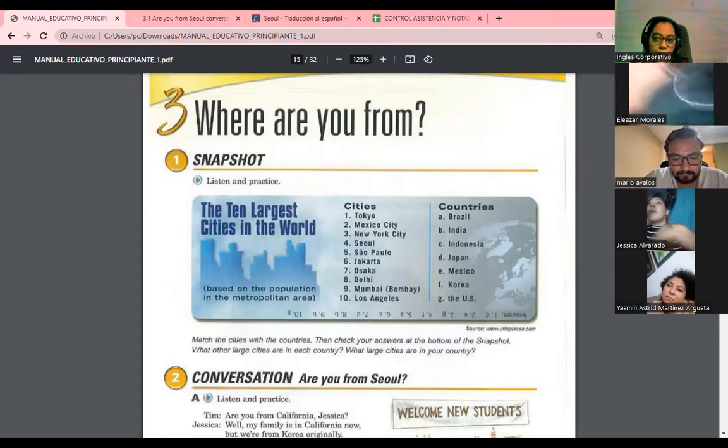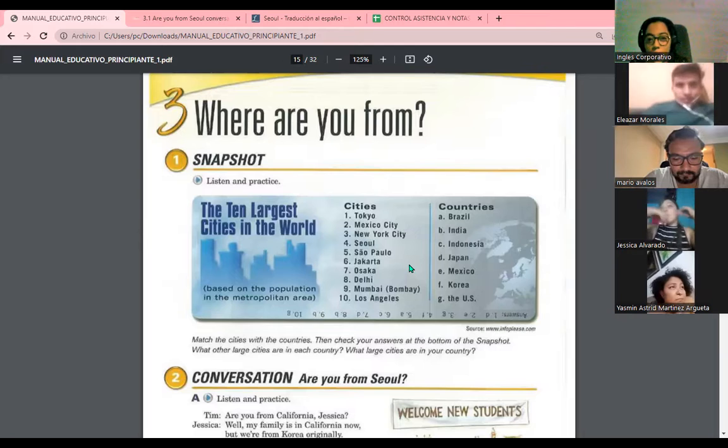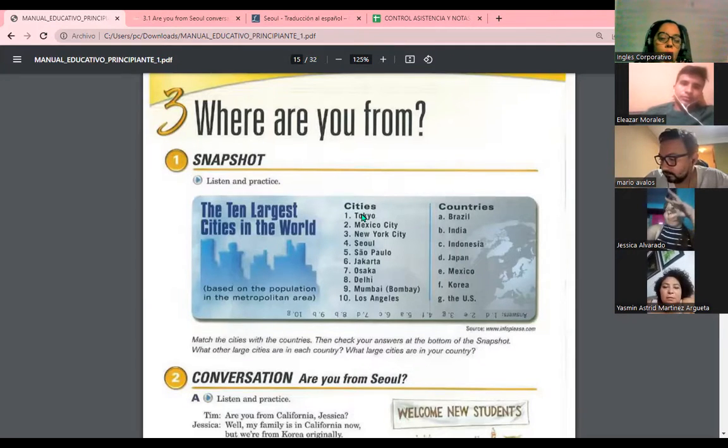O sea, como los municipios, ¿sí? Where do you live? I live, ¿verdad? Pero, where are you from? ¿Dónde eres? Muy bien, excelente. Muy bien, bueno, aquí tenemos los city, que era lo que estaba diciendo, los city y las country. Okay, for example, we are going to listen this one.